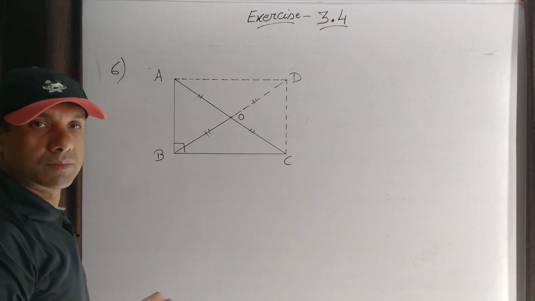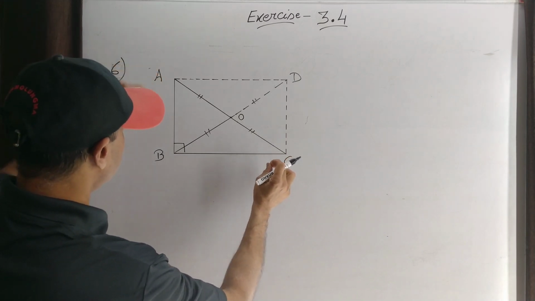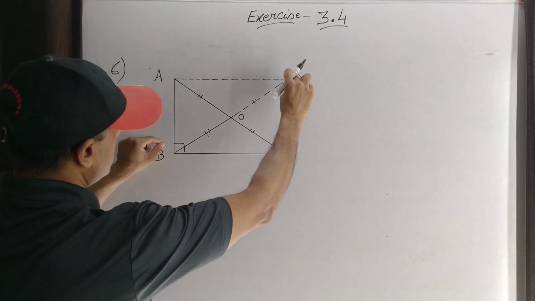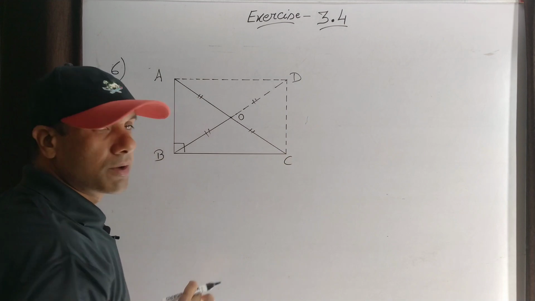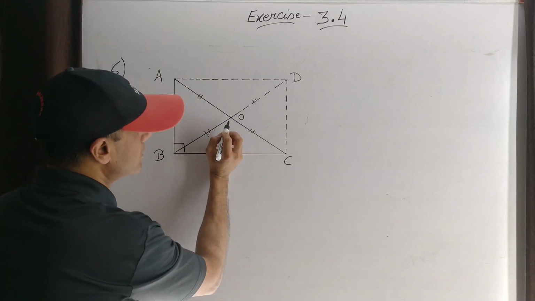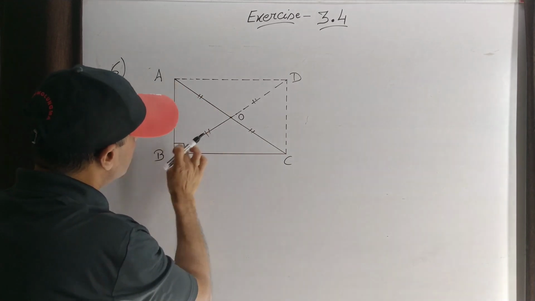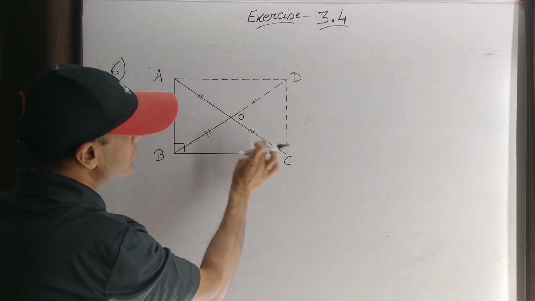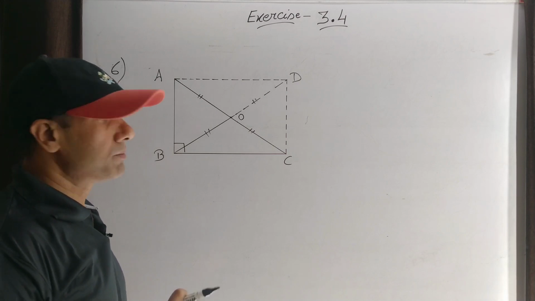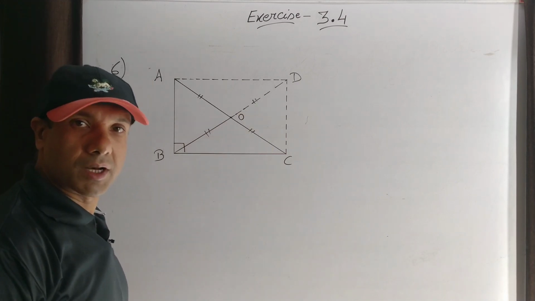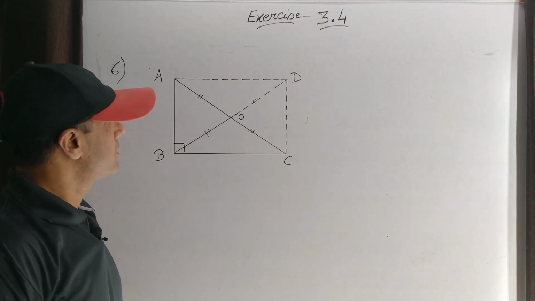Clear? You can take it the other way also. Suppose you move this line segment like this. So B is going to coincide with A and D is going to coincide with C, and O will remain the midpoint of both these lines. Hence OA will be equal to OB and OD will be equal to OC, and all these line segments will be equal to one another. Clear? This completes our exercise 3.4. Keep practicing.